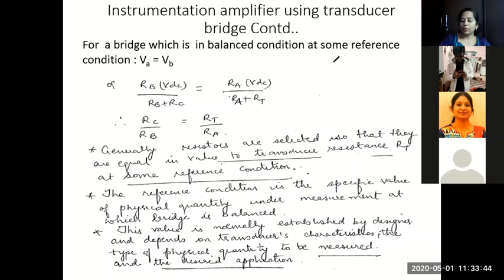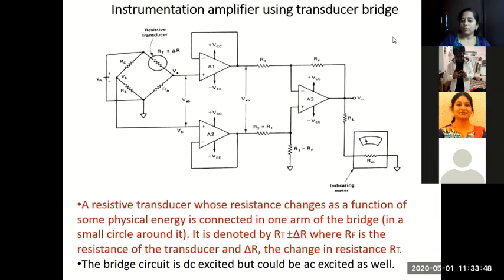So it's a connection like this: VDC, RT, RA, and I am interested in finding this voltage VA, and this is grounded. Correct? I am taking only this arm, this and this.